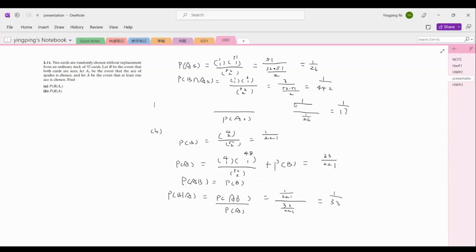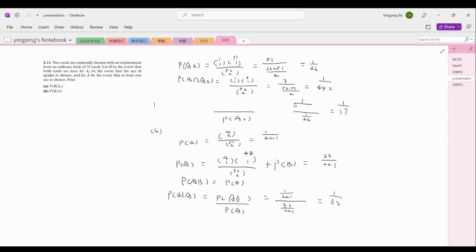And for the probability of B intersect AS, we choose the ace of spades and choose another ace from the remaining three aces, which is equal to 1 over 442. Based on the formula, the probability of B occurring given AS is P(B ∩ AS) over P(AS). The answer is 1 over 17.